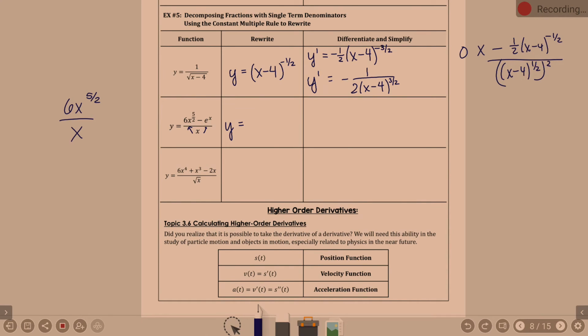Yeah, one. Subtract. Oh. 6 divided by 1 is 6. X to the 5 halves divided by x to the first, which is 2 halves. X to 3 halves. Oh. I thought it was subtraction.